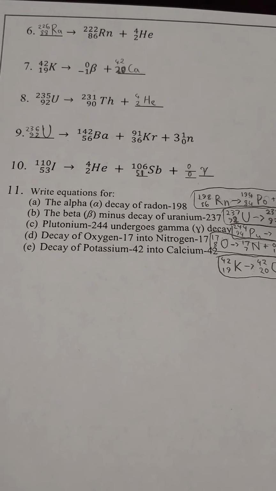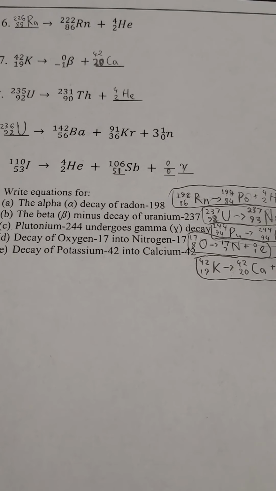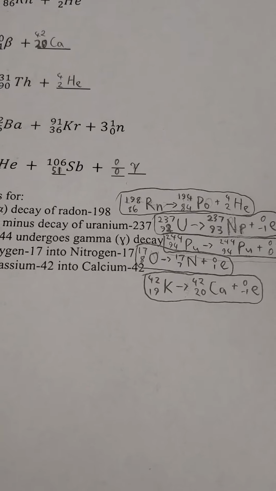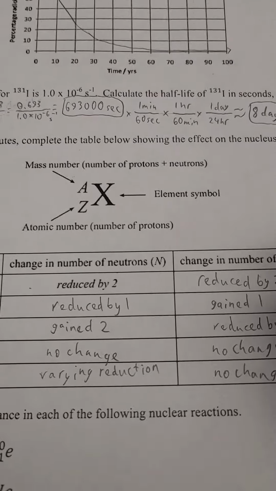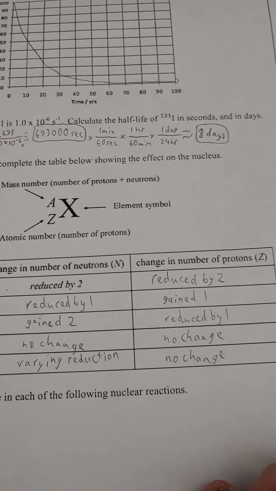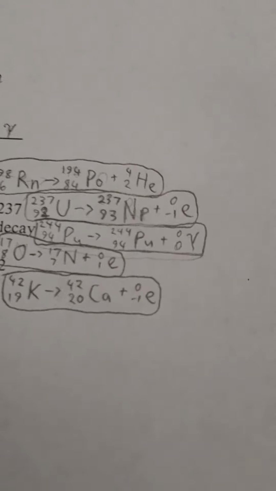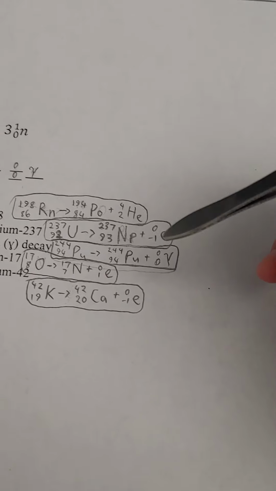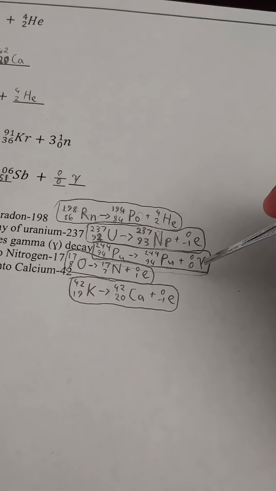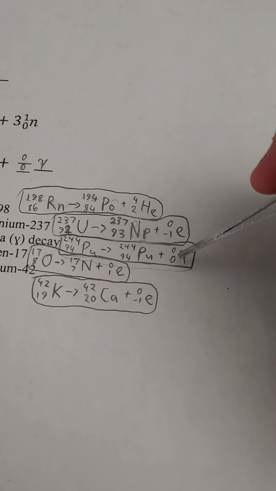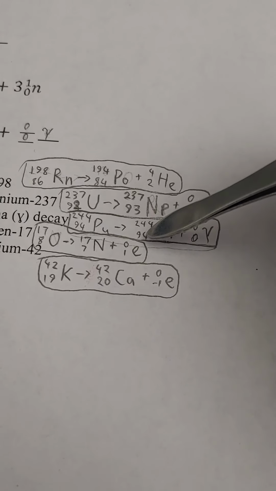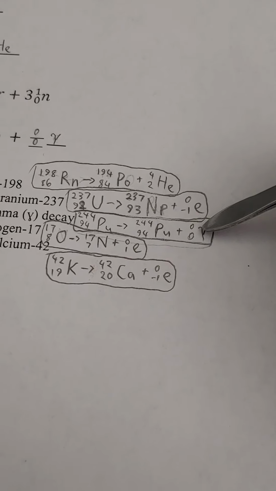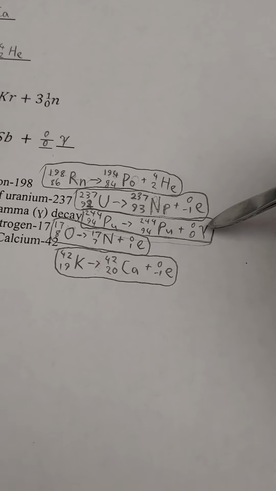So 11C, plutonium-244 undergoes gamma decay. In gamma decay, there's no change in either protons or neutrons, so the only thing that changes is the gamma rays. The elements still stay the same, so this is our final answer.